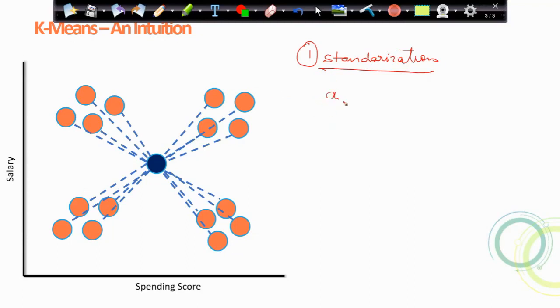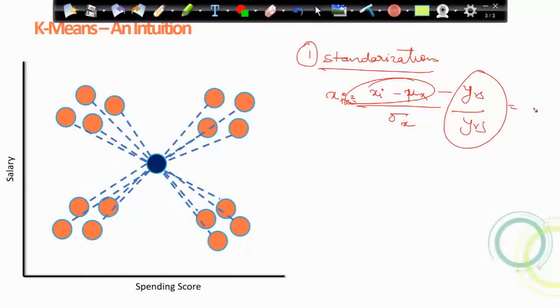which is a very popular technique. The formula for standardization is, let's say, x new is equal to xi minus x mean, or mu x, upon standard deviation of x. The unit of this, for example, we are talking about age. So this is age, that is years, and this also is years. So years by years is coming out to be unitless. Same goes with the dollar as well.